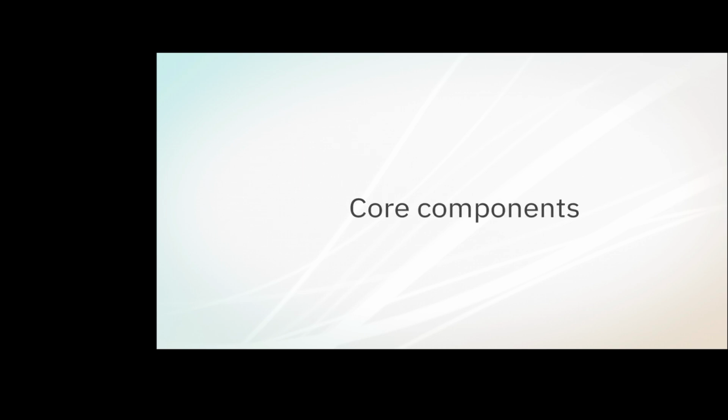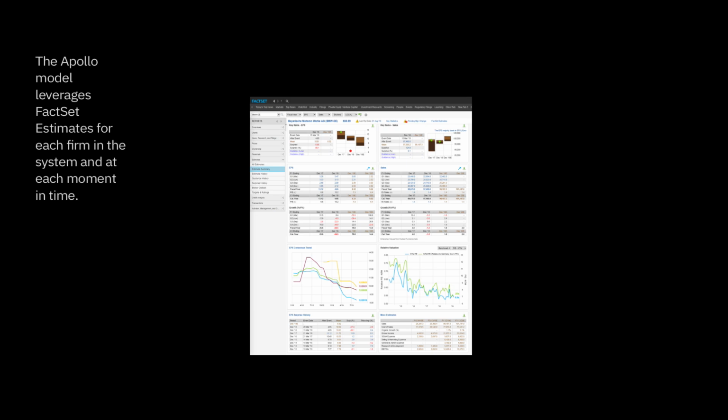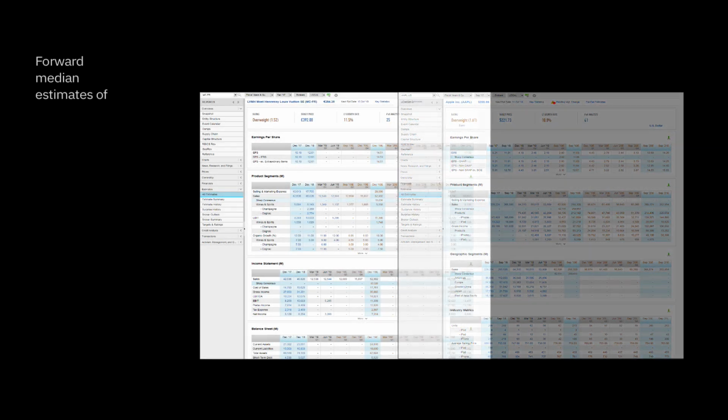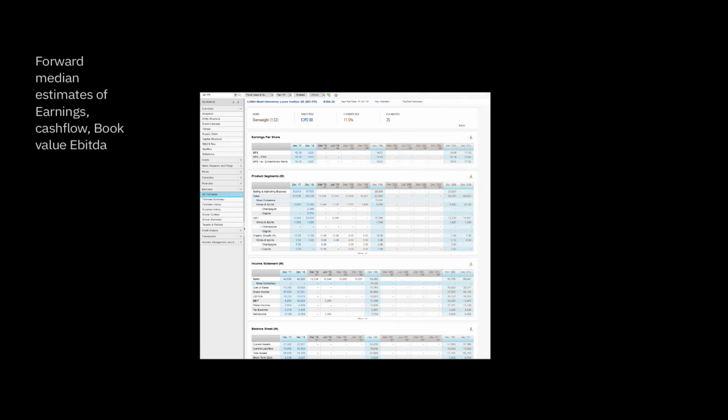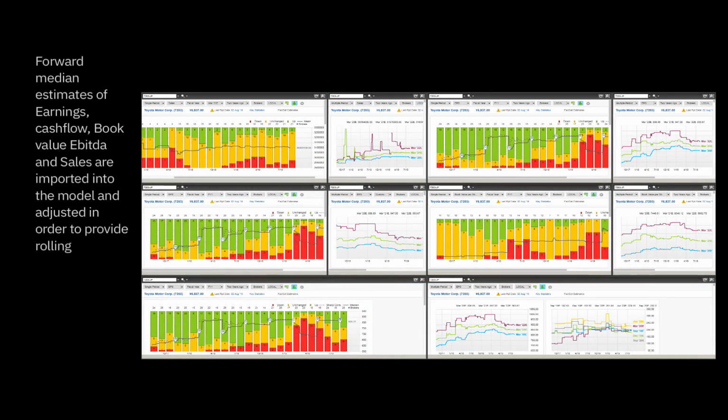Starting with the core components, the Apollo model leverages FactSet estimates for each firm in the system and at each moment in time. Forward median estimates of earnings, cash flow, book value, EBITDA and sales are imported into the model and adjusted in order to provide rolling 12, 24 and 36-month forecasts.